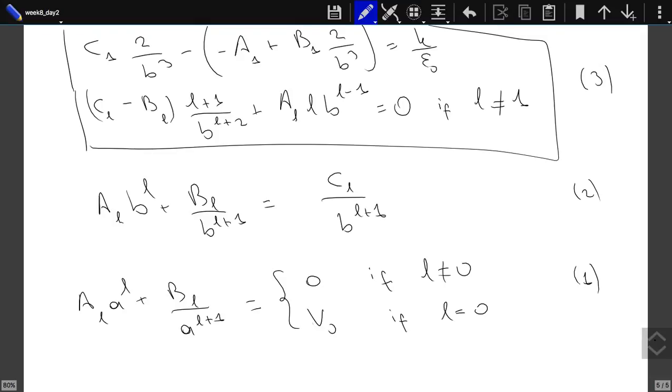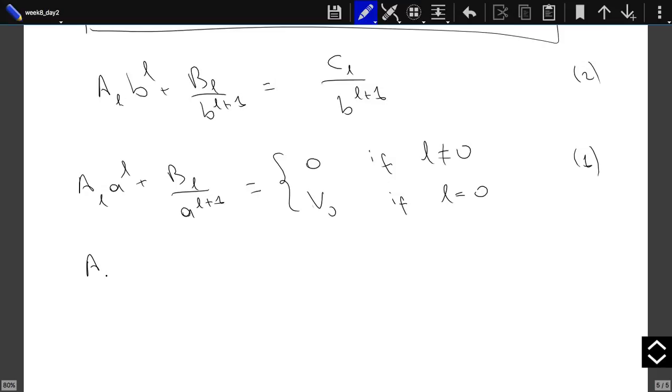So we have 3 sets of linear homogeneous equations for these 3 sets of unknowns, but the only solution is if all of them are 0. So if A and B and C are all 0, when L is not 0 and L is not 1, then I satisfy all 3 equations trivially. Now, they can have non-zero value only if L is equal to 0 or L is equal to 1. And each one of these we have to solve separately.